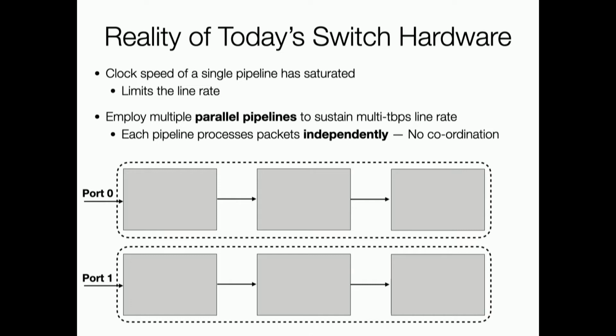Now, the key here is the second point. The way it's implemented right now on these switches, each parallel pipeline processes packets independently. There is absolutely no coordination going on. So one way to view it is that you actually have 4 programmable switches inside a single switch if you have 4 pipelines, because they are all independent. You can pretty much program them independently with different programs if you want to. So that's kind of an issue.